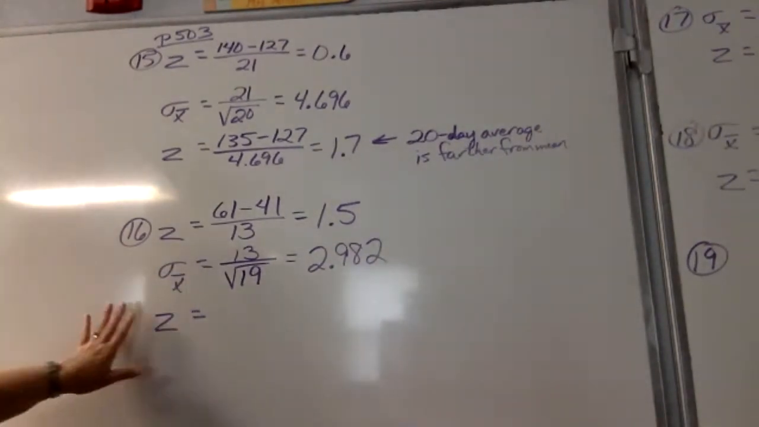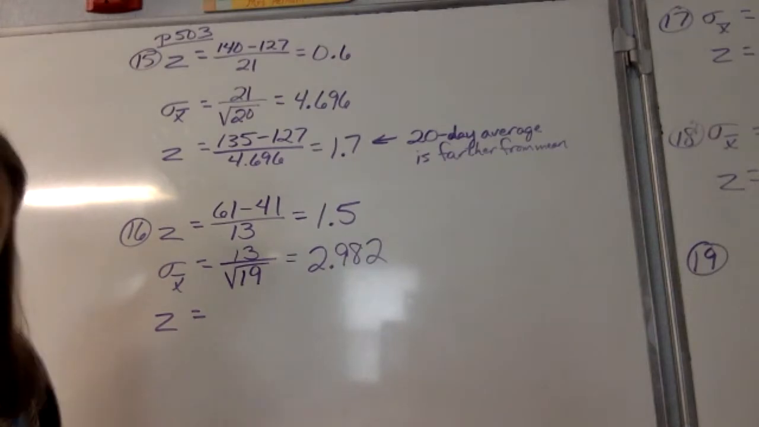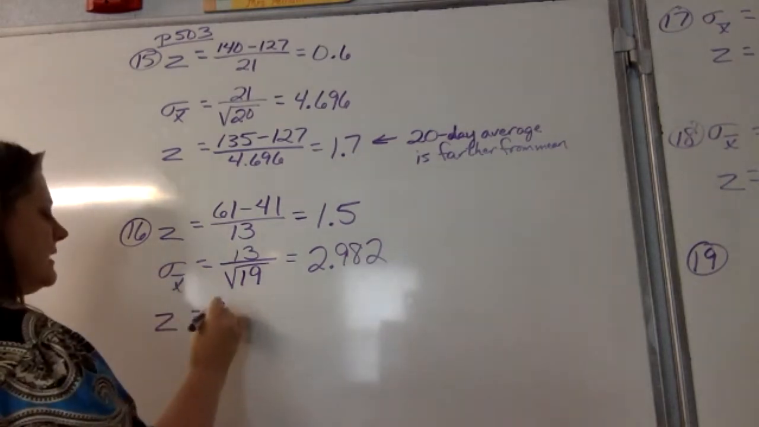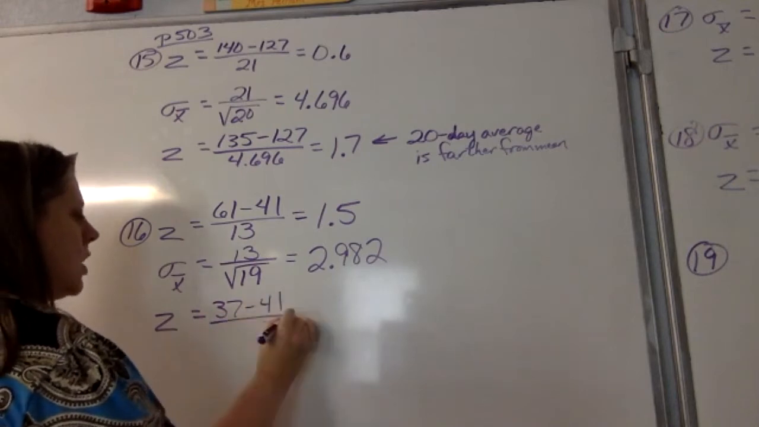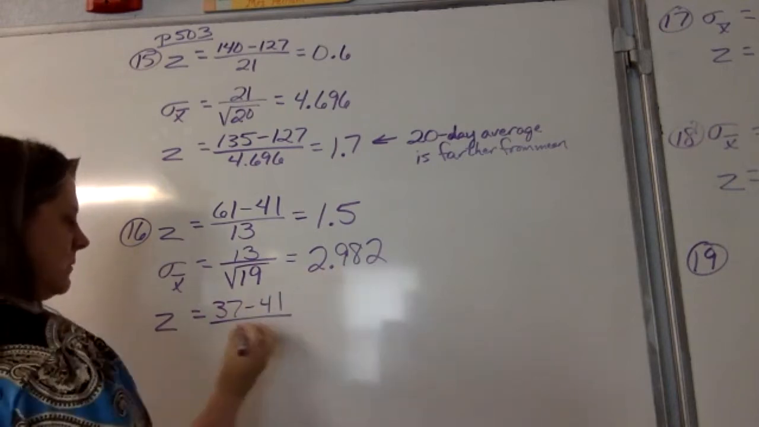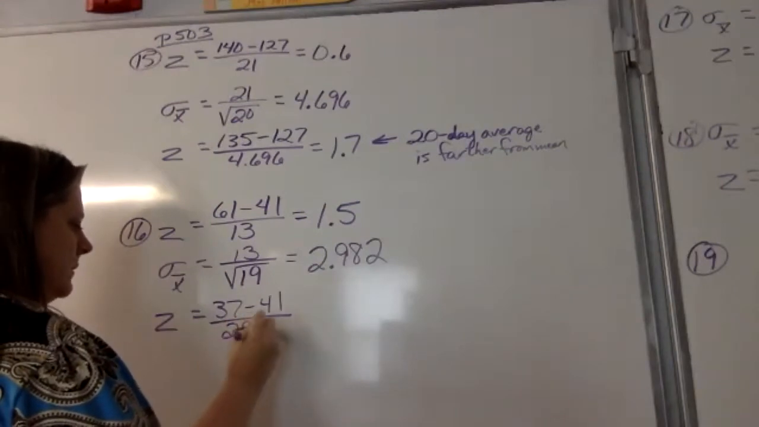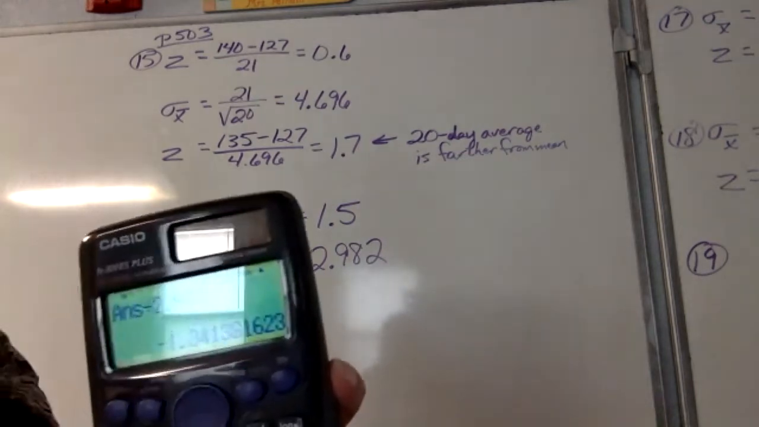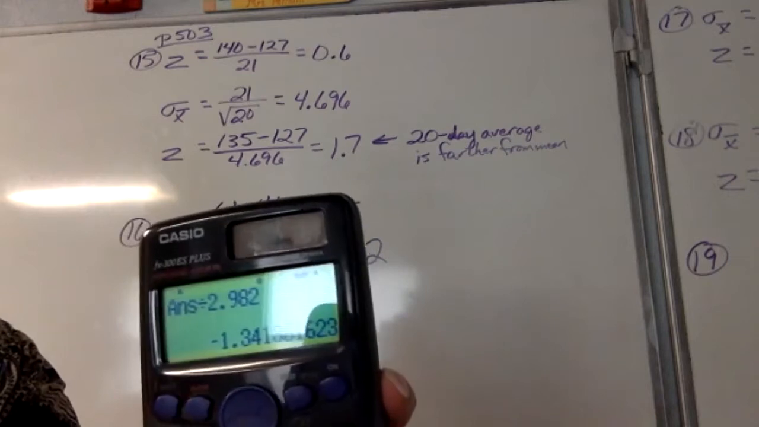Okay? Now, to find my z-score of the average, the 19 sample group spent an average of 37 minutes. So I have 37 minus the 41 over this standard deviation we found here, 2.982. So we'll take 37 minus 41, so you're going to get a negative on this one, and divide that by the 2.982. You get your decimal. You have to keep 1 place behind the decimal point, so it's negative 1.3.